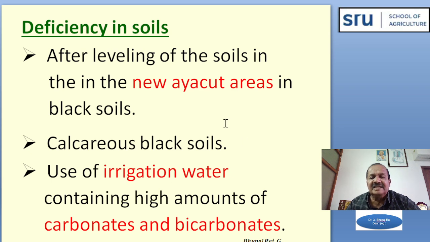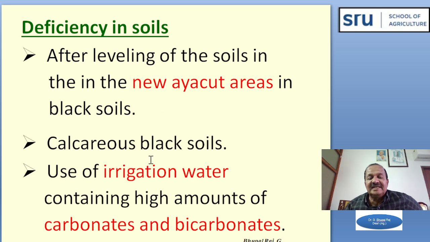iron? Generally, we get it when new areas are brought under cultivation, in newly high-cut areas, when irrigation is newly provided. So we bring the soils under new high-cut areas. In the black soils, due to the leveling of the soils, we get iron deficiency. It is also common in calcareous black soils, when the calcium carbonate is more than 15%, iron deficiency is more common.